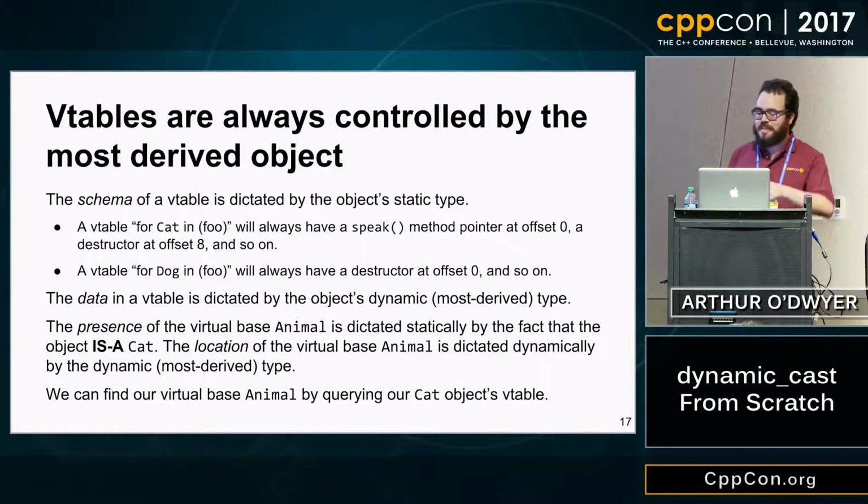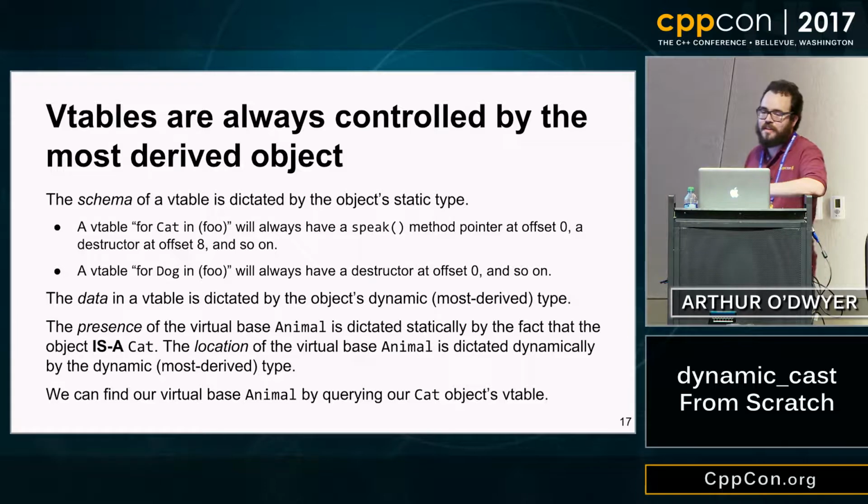So, vtables. Vtables have two things going on in them, right? There's the schema of the vtable, of what stuff does it contain. It contains a pointer to my speak method, a pointer to my destructor. The vpointer itself is located at offset 0. Those are sort of the schema of the vtable. They define the shape of the data. But then there's also the value of where does that vpointer point, what actually is the behavior of the speak method, what actually is the behavior of the destructor. That's the data or the values in the vtable.